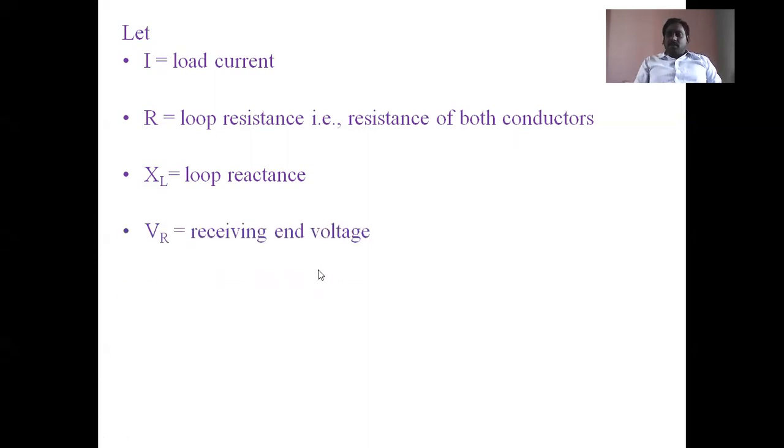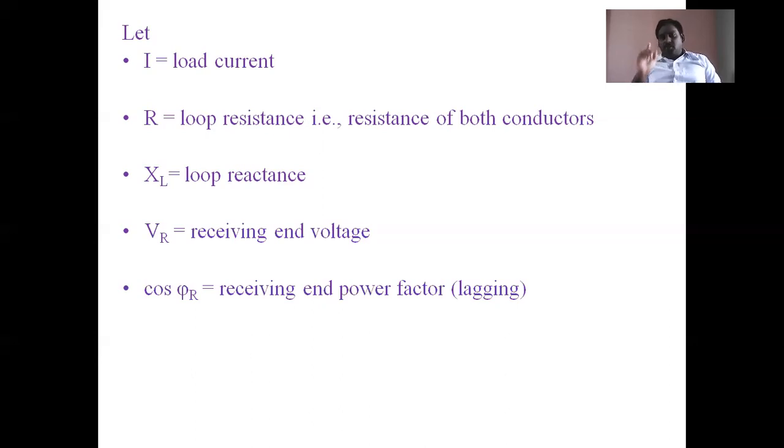Next, VR is the receiving end voltage. Cos phi R is the receiving end power factor, which is always lagging power factor because the circuit is represented with inductive reactance. Here there is no capacitive reactance. Inductor is a lagging component. Also, in the distribution system most of the loads are lagging loads like motors. Motors are constructed with inductive coils, so they are inductive loads. That's why lagging power factor.